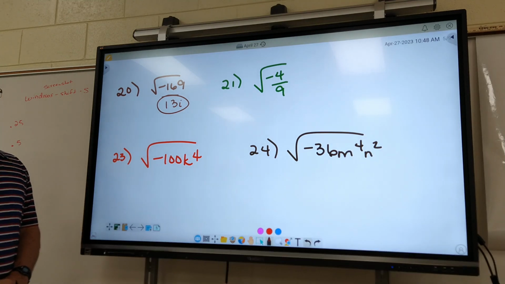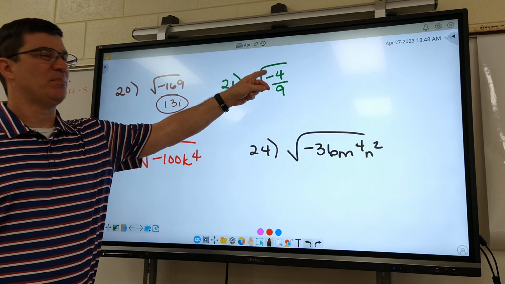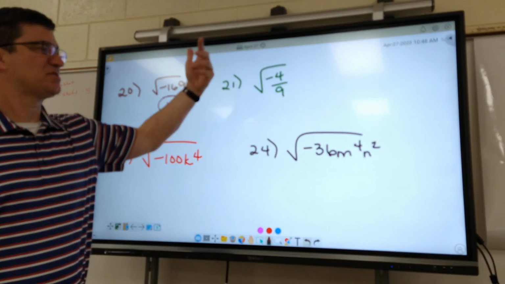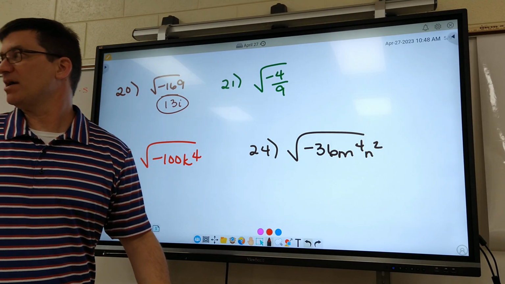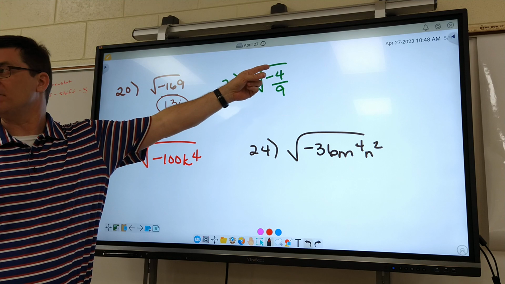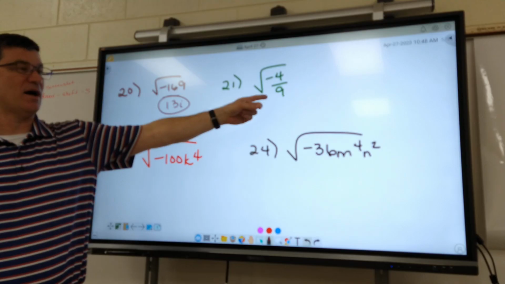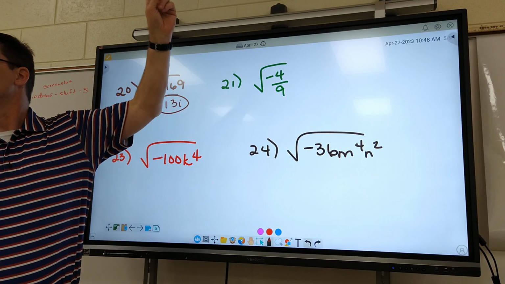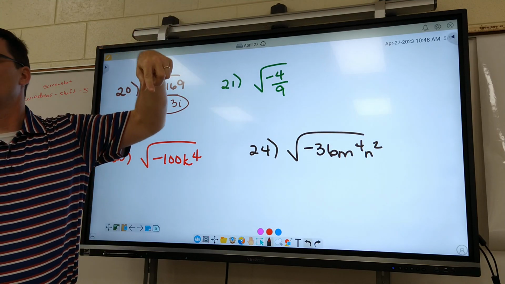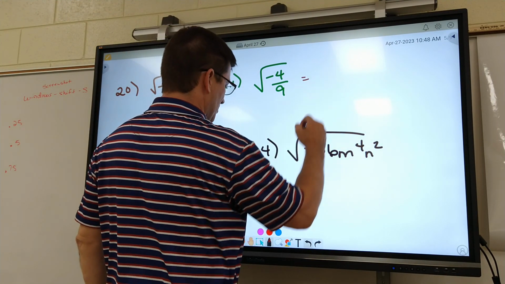All right, now yesterday we tried to type this in our program button. It kept saying domain error. So let's just do 21 in our head. What's the answer going to be if I take the square root of 4 on top? Square root of 4? 2. Square root of 9? 3. So what's my answer? 2i over 3. So we should be able to do that in our head.